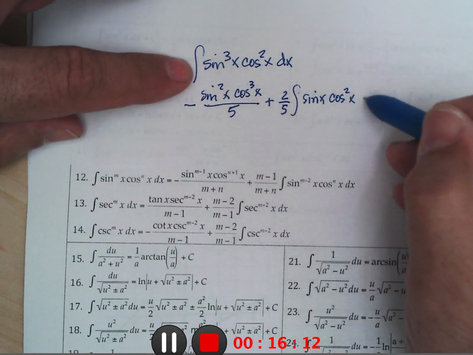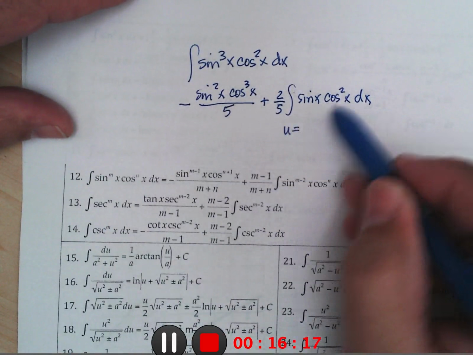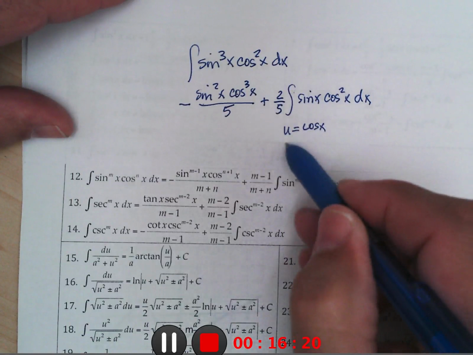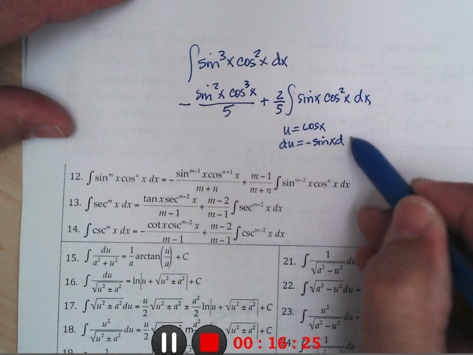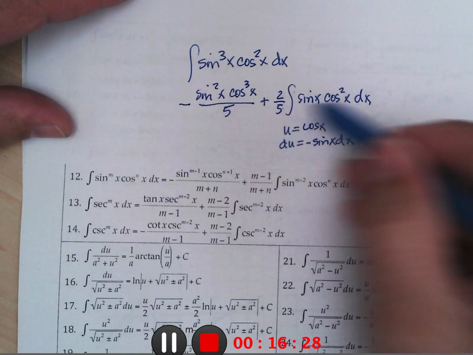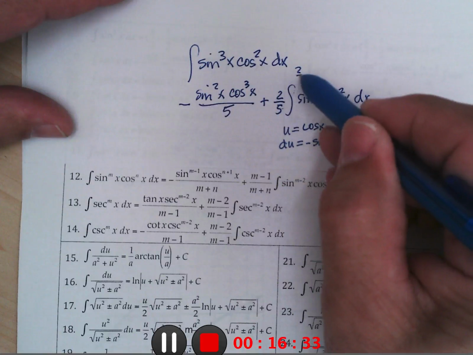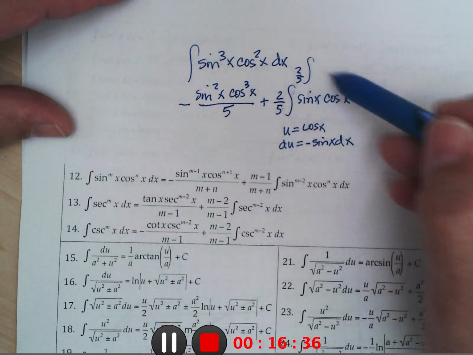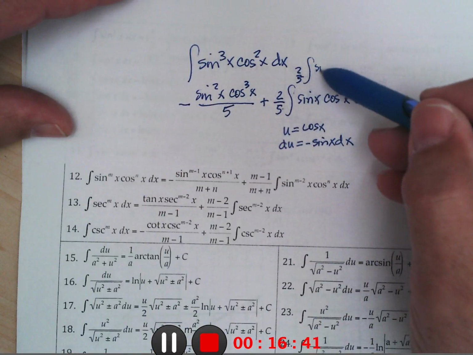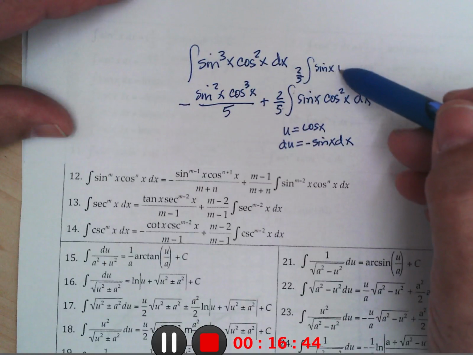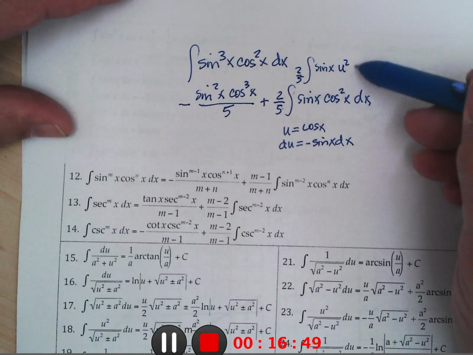And now I can let u equal cosine x, du would be negative sine x dx, and so this part, I have all this, but this part would change to 2/5 antiderivative. We'd have, I let u be cosine, so I have sine x left. Cosine would be u squared, and the dx would be du over negative sine.